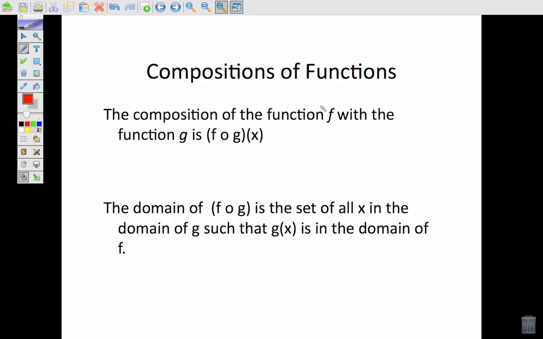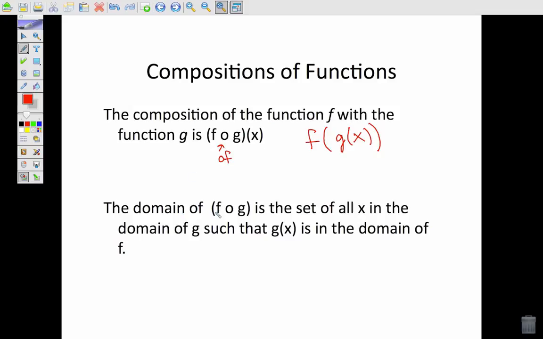All right, compositions of functions. The composition of function f with the function g is called f∘g. This means f of g of x. It looks like this, f of g of x. It's a way that we substitute a function into another function.